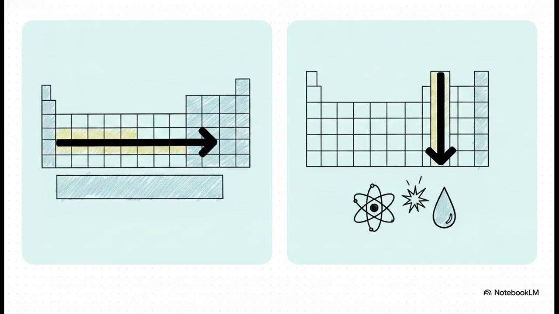Elements in the same group actually share chemical properties, and that's because they have the exact same number of outer or valence electrons. For instance, lithium, sodium, and potassium are all in the exact same group, and they will all react violently if you drop them in water. Why? Because they each have just one solitary outer electron.